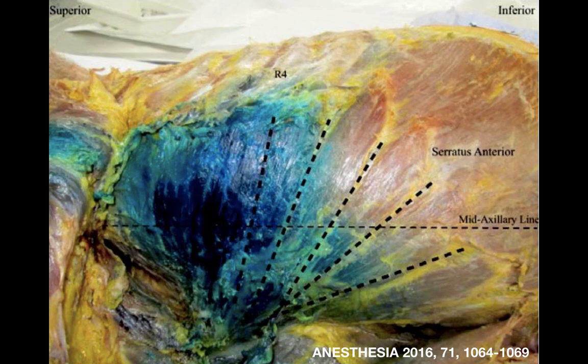And this is a cadaver model where methylene blue is injected into the space, and you can see how the anesthetic distributes and spreads. And so again, we're looking at anterior and lateral rib fractures 2 through 9.